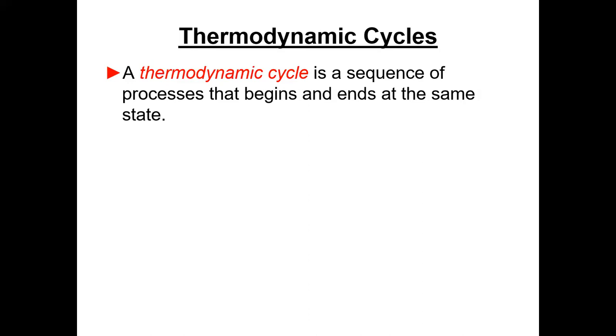A thermodynamic cycle is a sequence of processes that begins and ends at the same state. Examples are air conditioning systems, heat pumps, power cycles, all that sort of thing. So it's like, say, a Rankine cycle power plant.